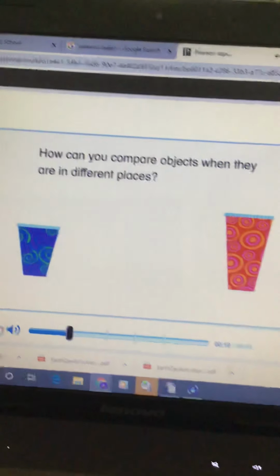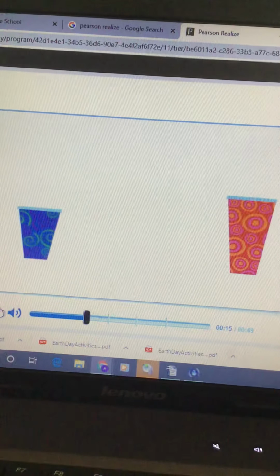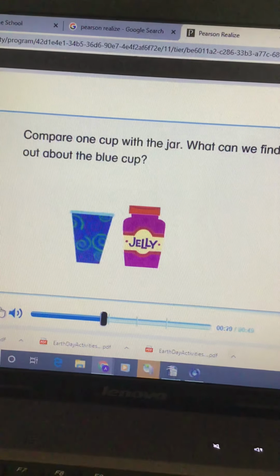How can you compare objects when they are different places? Compare one cup with the jar. What can we find out about the blue cup?